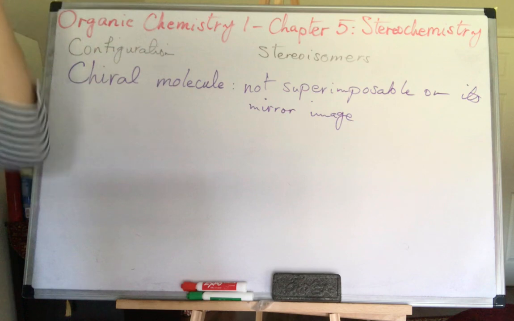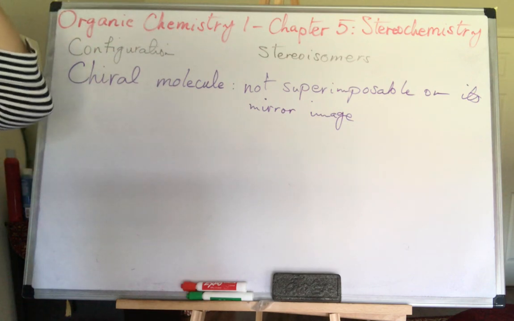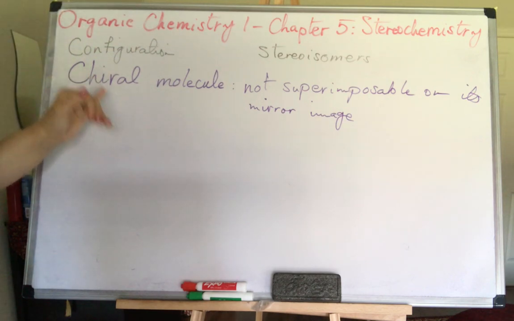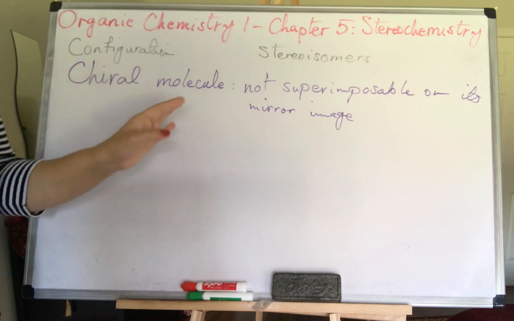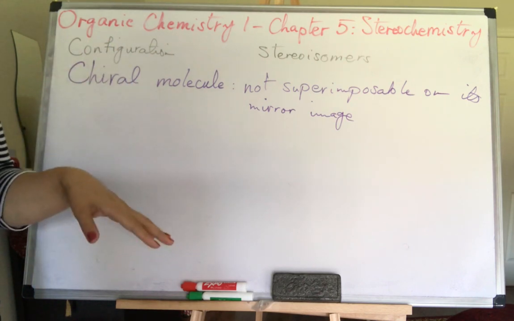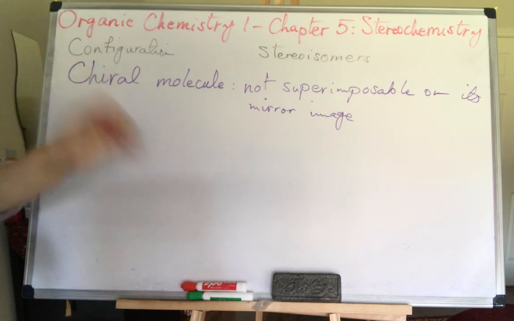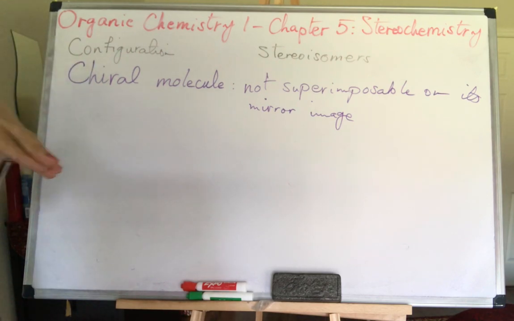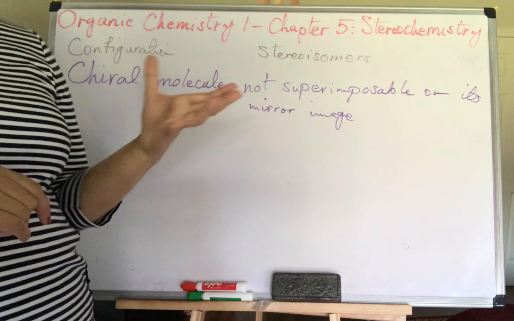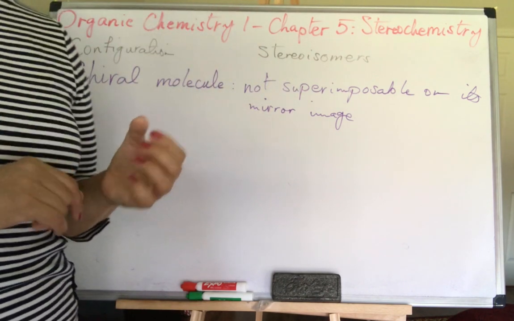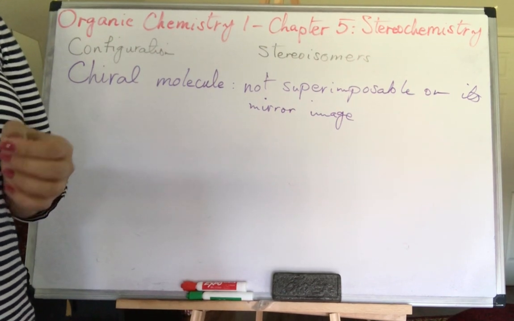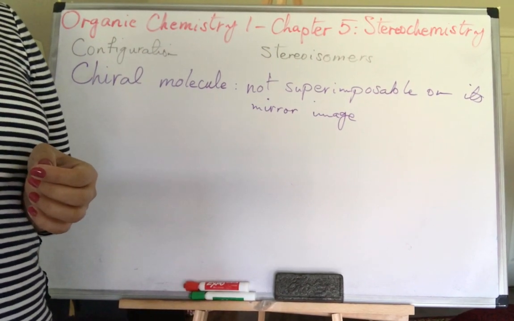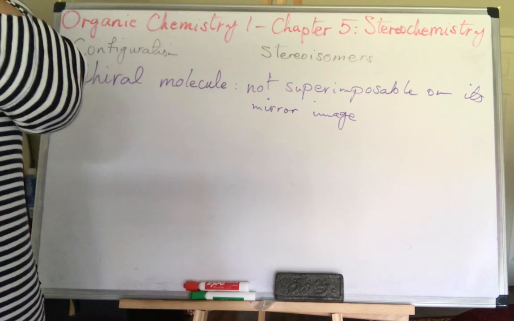But what type of molecules are we going to study in this chapter? The ones that we call chiral molecules. Chiral molecules are the ones that are not superimposable on their mirror images. But let's first talk about superimposable. What do we mean by superimposable? In our body, we have some parts which are called superimposable mirror images.